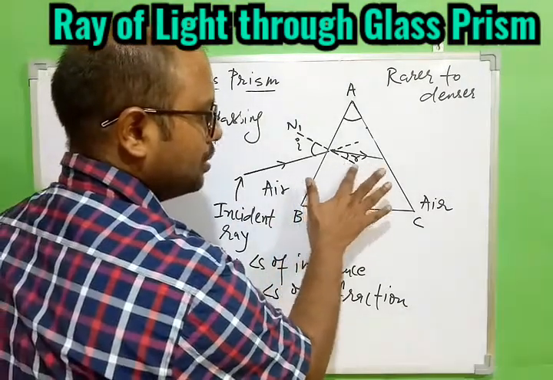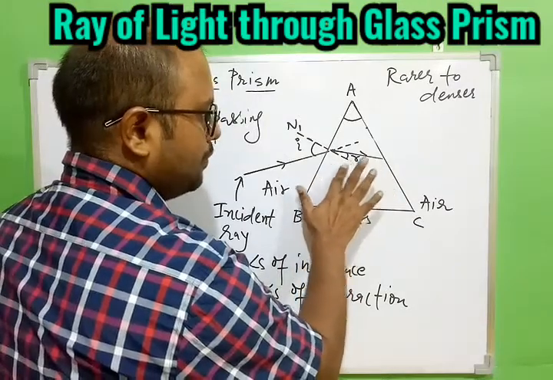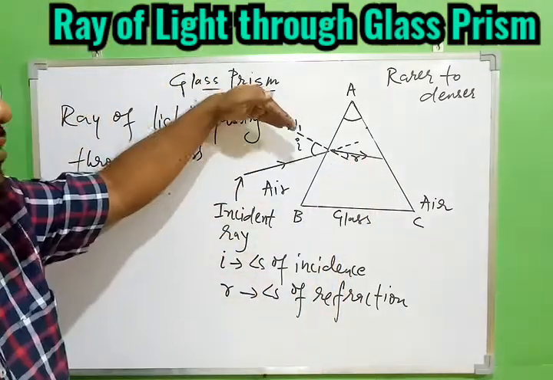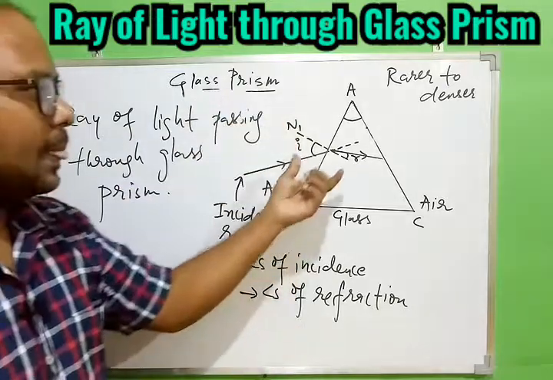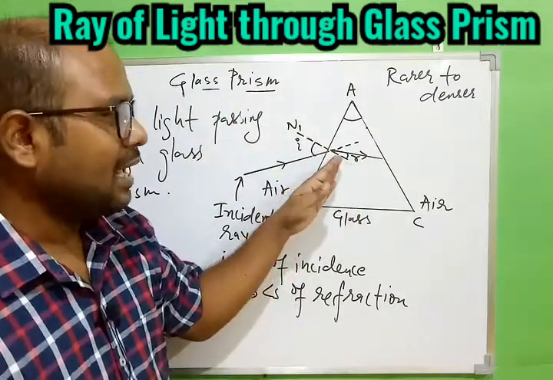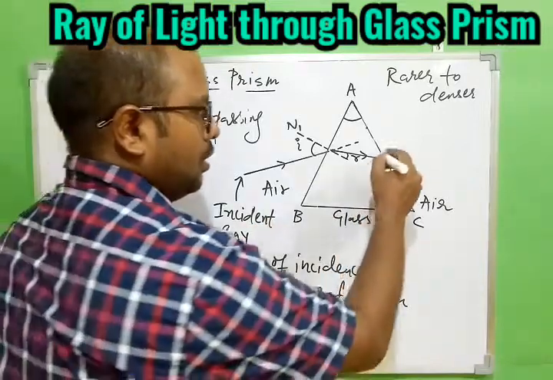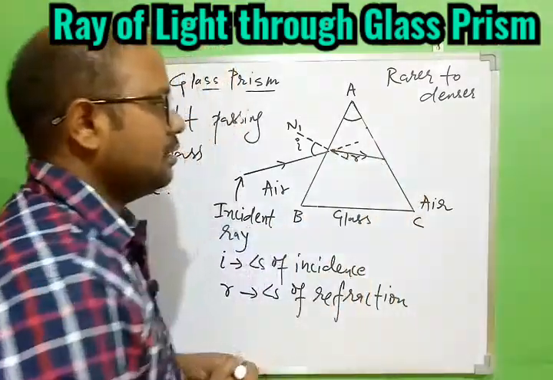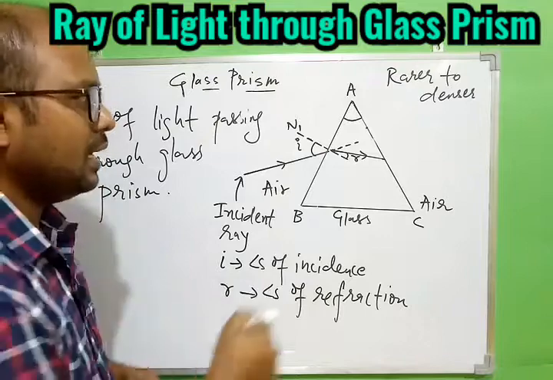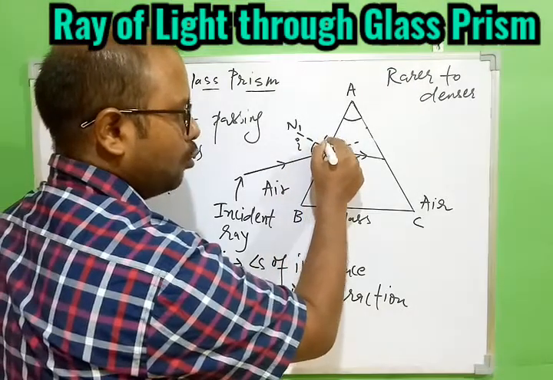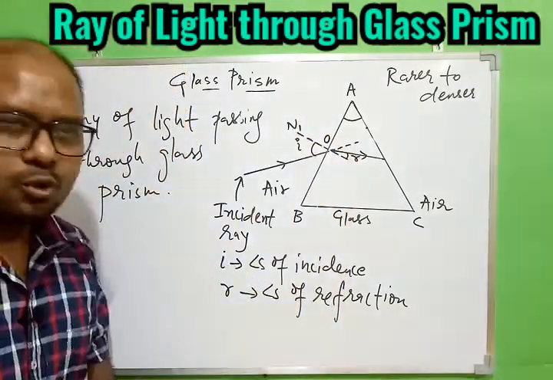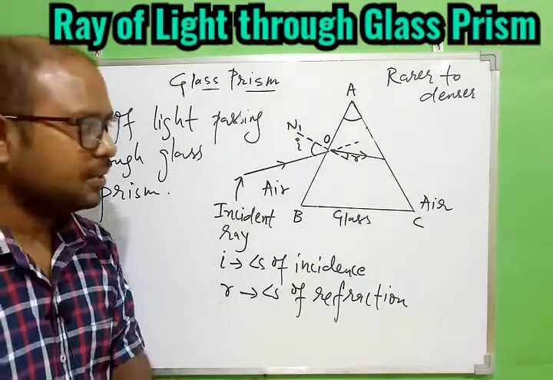So I'm erasing this so that you'll understand properly. R is nothing but the angle the refracted ray makes with the same normal N1. Okay, so that is R. Now once the refraction has taken place, let this point be O. So at point O, the first refraction has taken place.